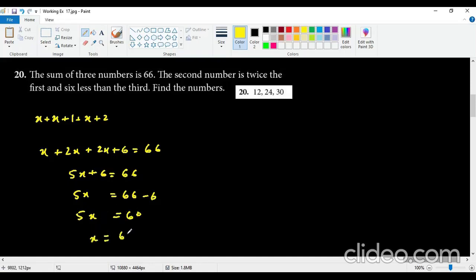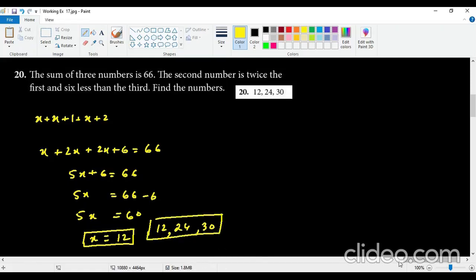I'll write directly. So the first number is 12, and the second number is double the value of x, which is 24. And the third number is 6 more than the second. That means the next number is 30. So these are the three numbers.